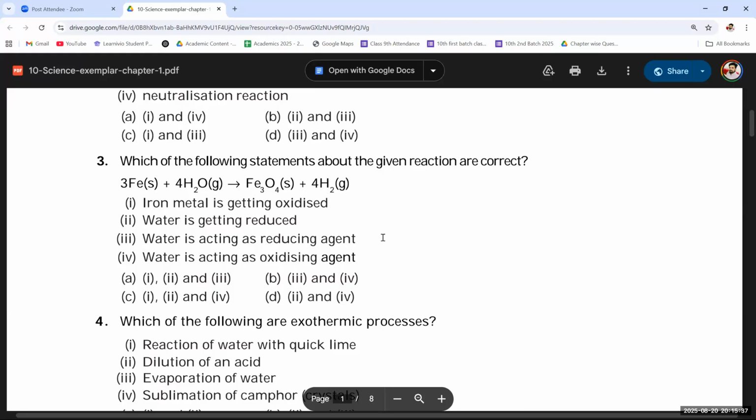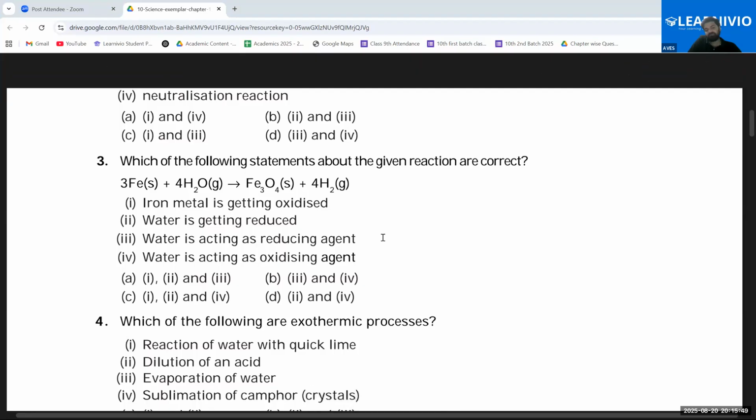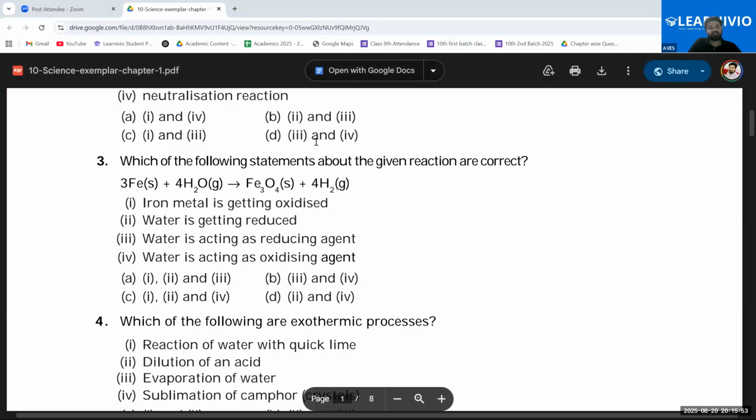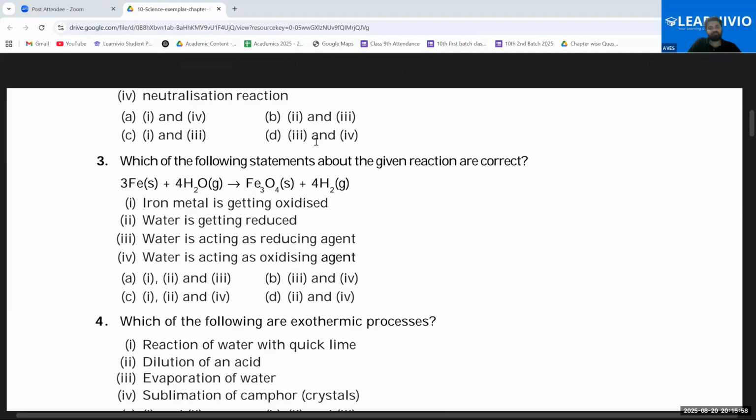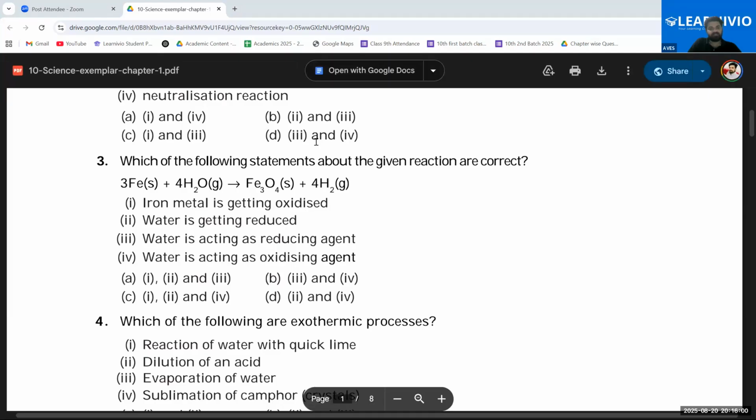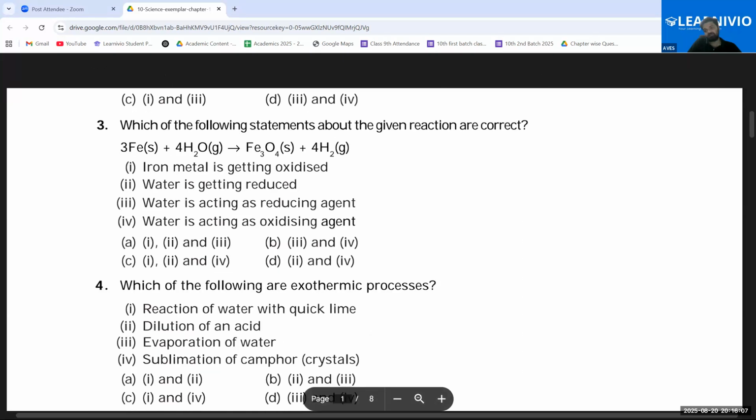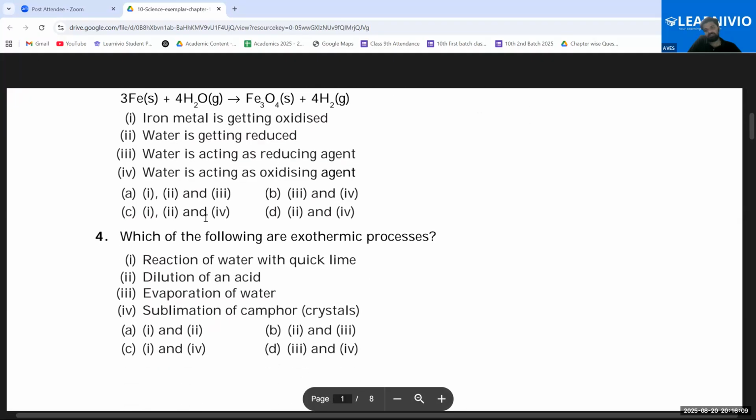Noted? Yes, sir. Okay, tell me the answer for this question, please. So option C. Iron is getting oxidized, yes. Water is getting reduced, yes. And the substance that is oxidized acts as a reducing agent. Water is getting reduced, so it should act as an oxidizing agent. So one, second, and fourth. You told me C, na? C is the correct option.